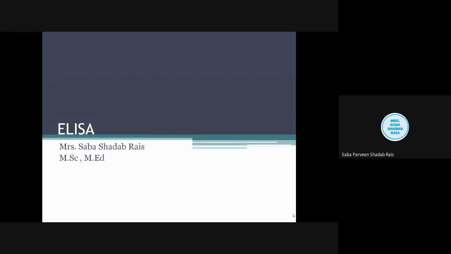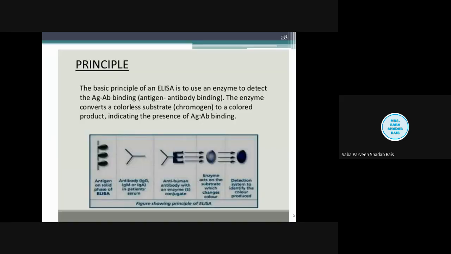Now we will discuss the steps. When we talk about the key steps in the ELISA, we had already discussed in the earlier lecture that first we'll talk about the principle. When we talk about the principle of the ELISA, antigen and antibody make their own complex, and we have learned that when the antigen antibody complex forms, it causes agglutination.